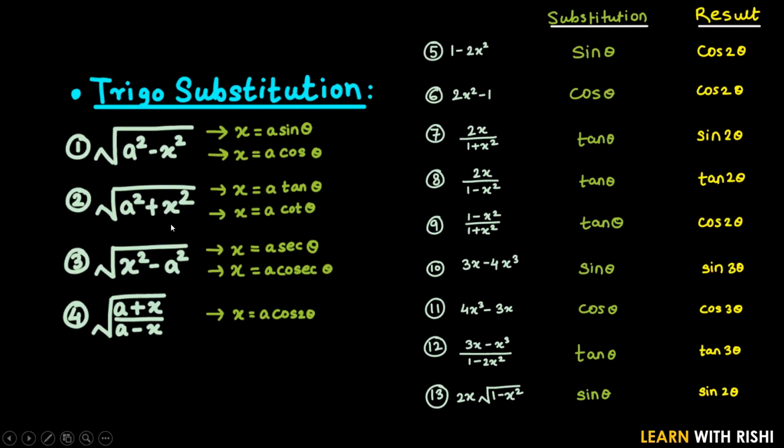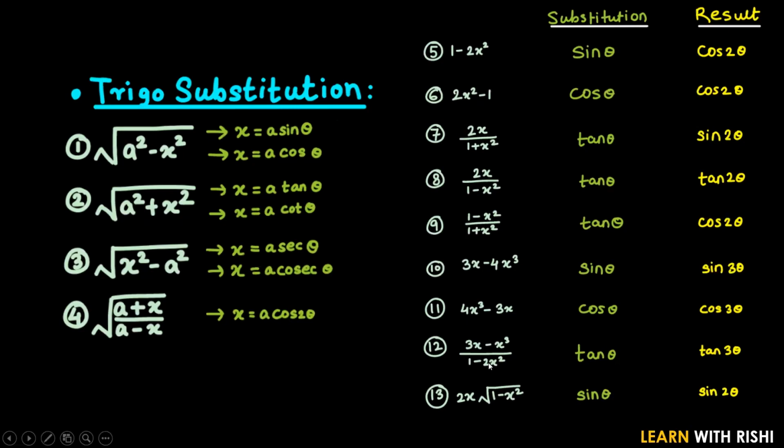Second is if you have positive sign here, a square plus x square, we substitute a tan theta or a cot theta. Next is x square minus a square. Then we substitute sec theta or cosec theta. And if it is under root a plus x upon a minus x, we substitute cos 2 theta. These four substitutions are important.